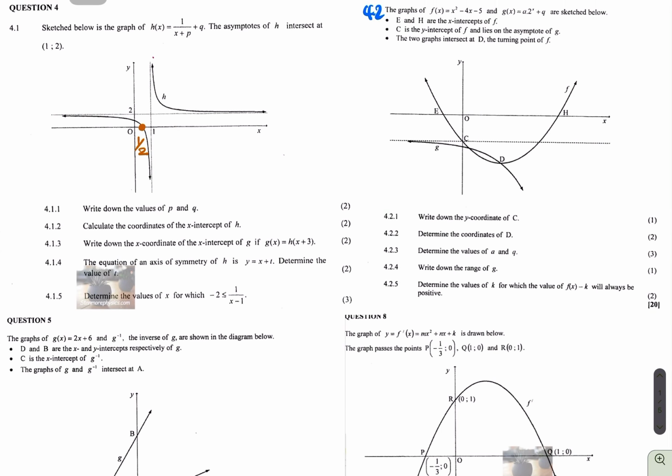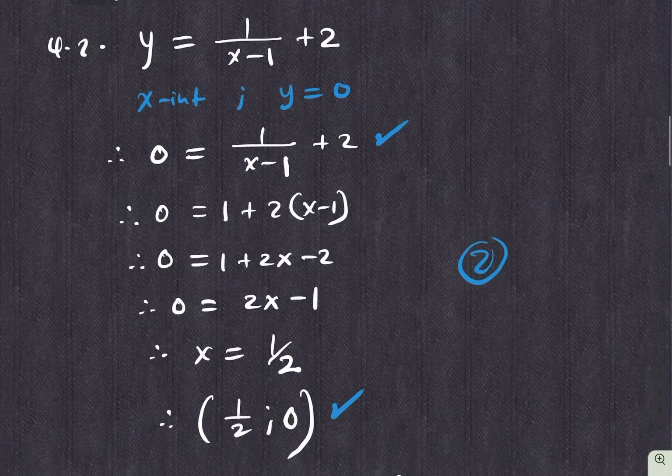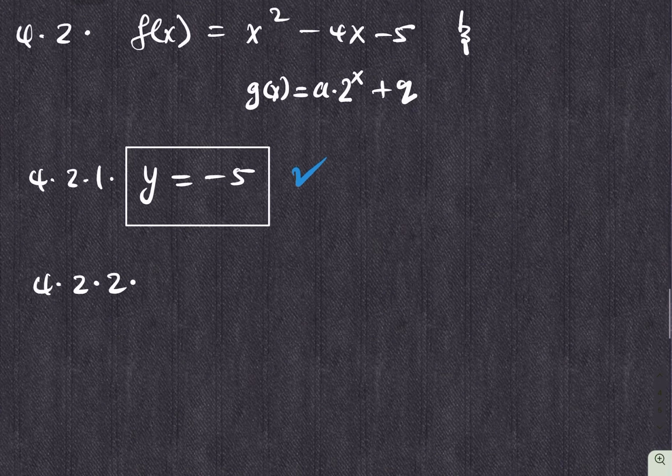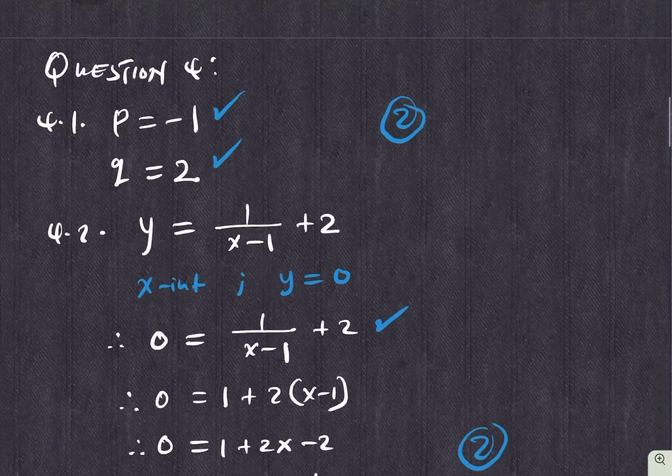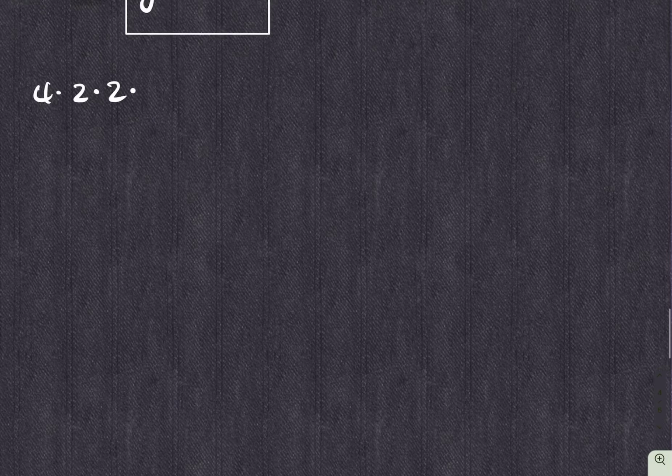Now they say to you, write down the coordinates of D. You see, they are very specific. Now we are looking for the coordinates, that means the x and the y of D. What is D? D is the turning point of that particular graph. Okay, let's write down the coordinates of D. How do you find the turning point? And it's 2 marks, right? Is it 2 marks? Let me check it quickly. That is 2 marks. So that should really be easy.